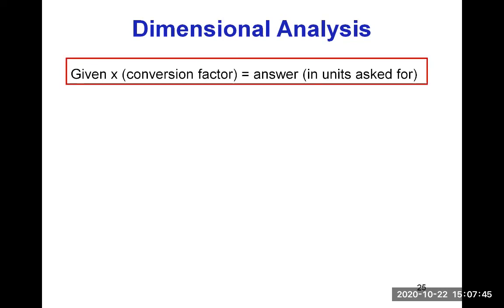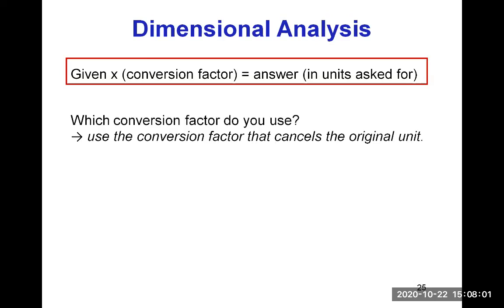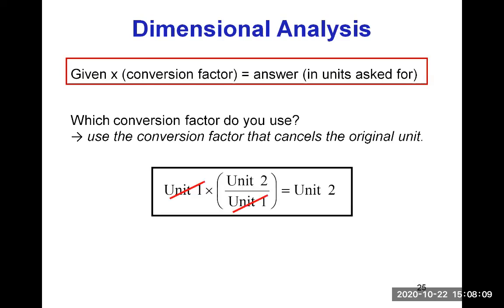You will take the given amount, that is, the measurement given in your text, and you will multiply it by a conversion factor. And the answer should be in the units that the problem is asking for. So that means, which conversion factor do you use? You use the conversion factor that cancels the original unit. It should look like this.